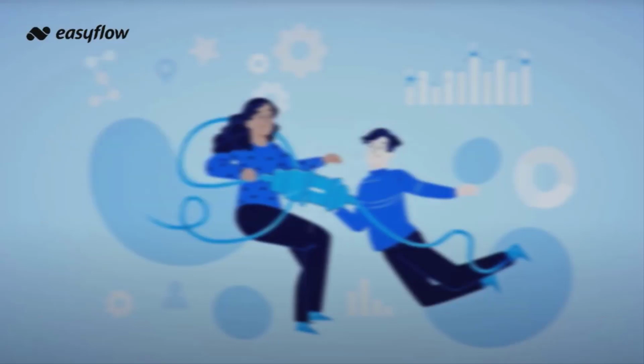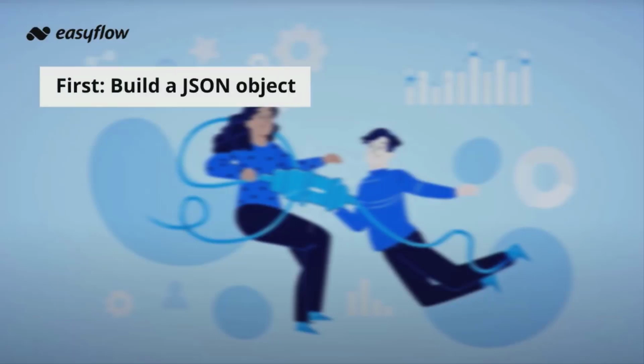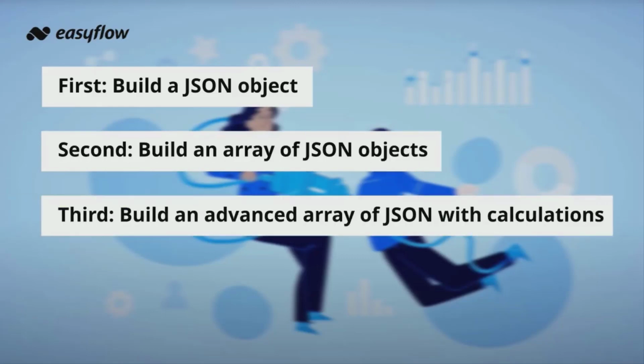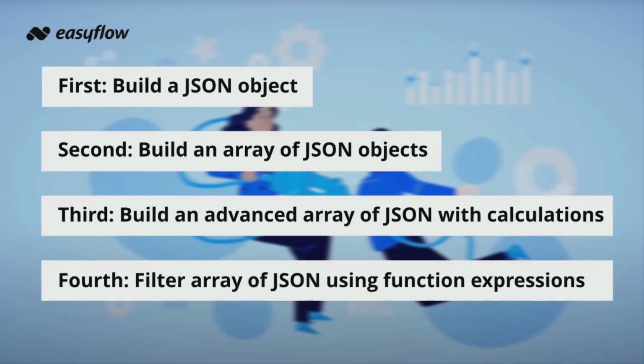In this tutorial we are going to show you 4 different examples. First, build a JSON object. Second, build an array of JSON objects. Third, build an advanced array of JSON objects including calculation. Fourth, filter an array of JSON using function expression syntax, then the same using a connector.